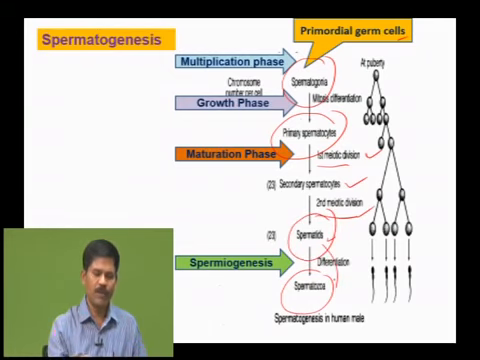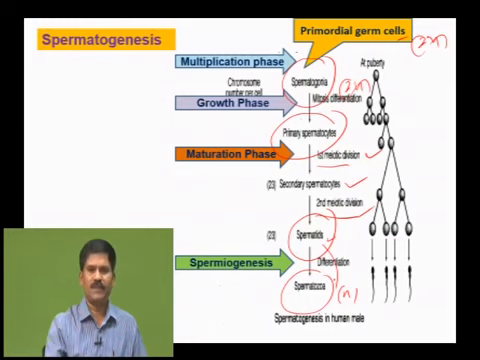But you should remember, here primordial germ cells are diploid in nature. So spermatogonia or sperm mother cells are diploid in nature. And finally, it gives rise to haploid sperms. So this is the product of spermatogenesis. As a result of spermatogenesis, each primary spermatocyte gives rise to 4 sperms.